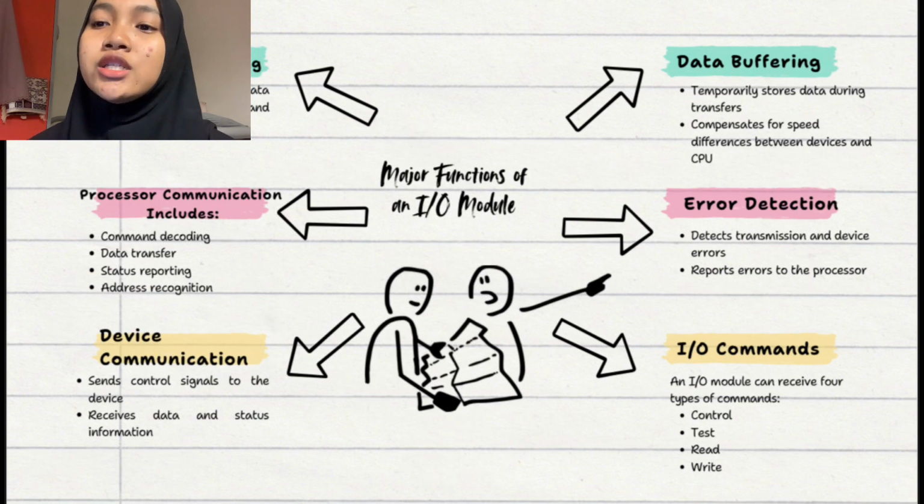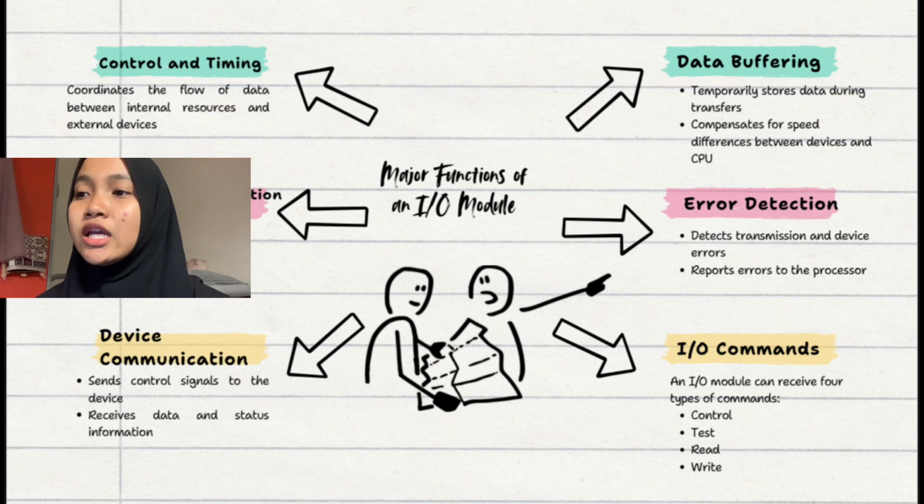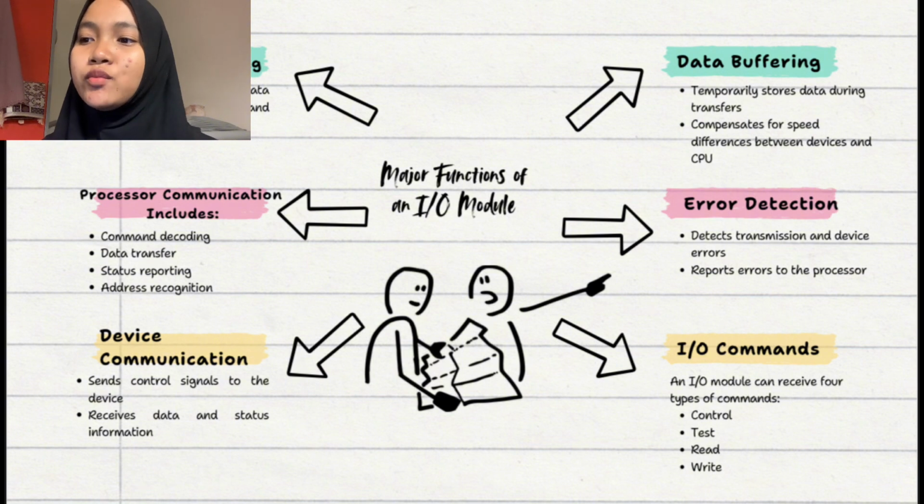So these are the major functions of an I/O module. First, we have control and timing, which coordinates the flow of data between internal resources and external devices. Second, processor communication, which includes command decoding, data transfer, status reporting, and address recognition. Device communication sends control signals to the device and receives data and status information.